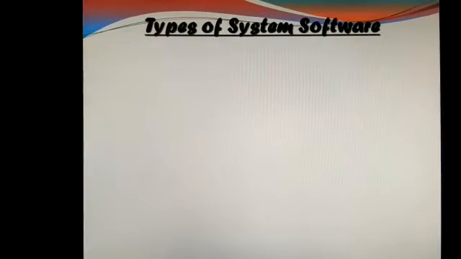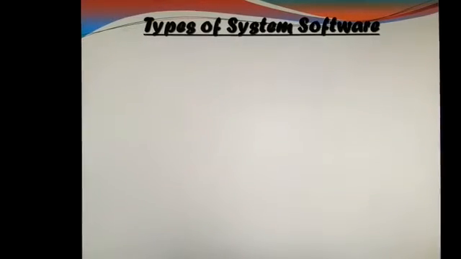Now, types of system software. There are three types of system software. They are operating system, language processor, and utility software.